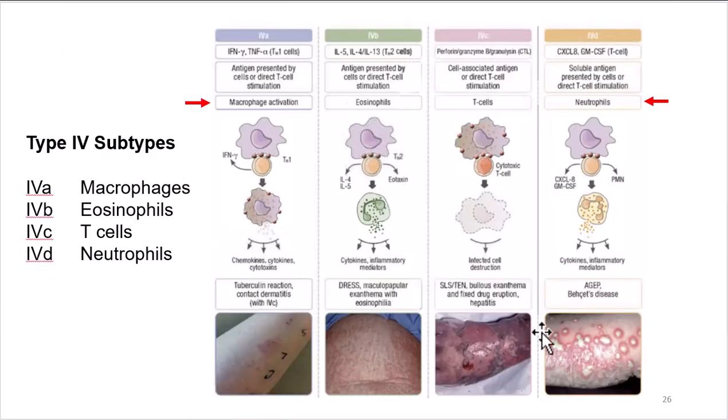So we can see here in this summary, again, different types of cells get involved with the different types of reactions.